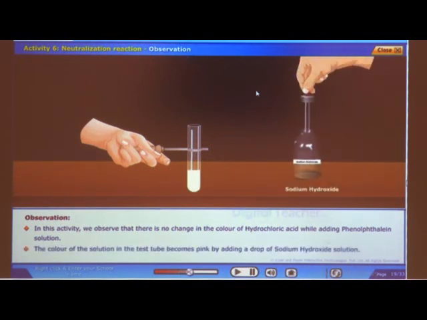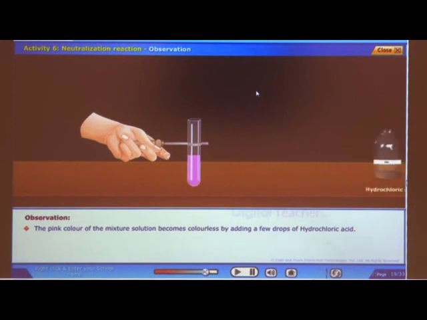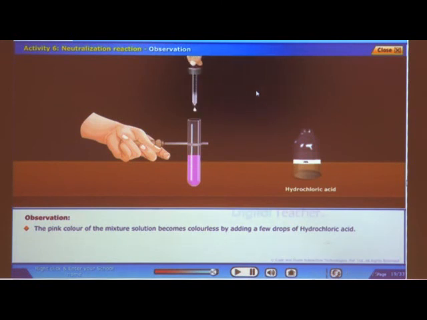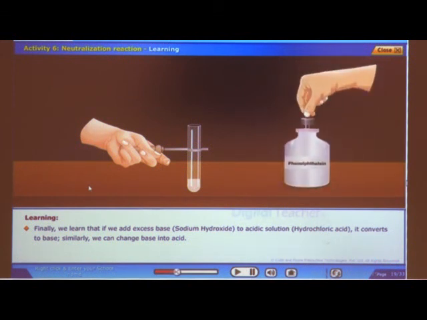The color of the solution in the test tube becomes pink by adding a drop of sodium hydroxide solution. The pink color of the mixture solution becomes colorless by adding a few drops of hydrochloric acid. Finally, we learned that if we add excess base, that is sodium hydroxide, to acidic solution, that is hydrochloric acid, it converts to base. Similarly, we can change base into acid.